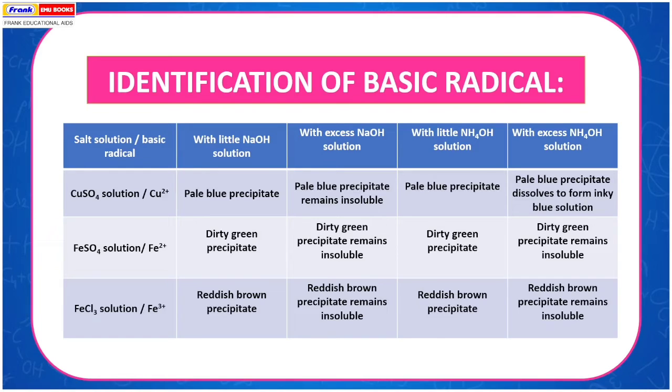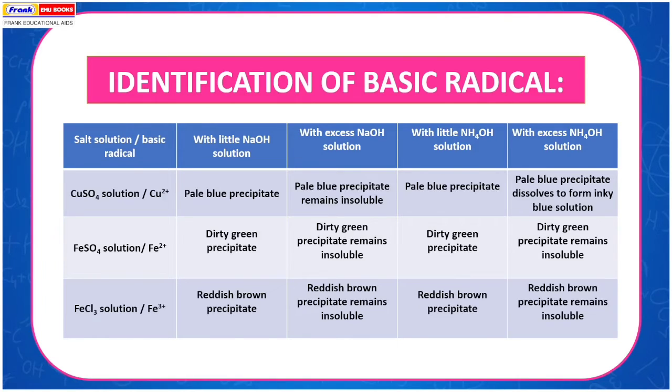Salt solution, basic radical is FeSO4 solution or Fe2+ ions. With little NaOH solution gives dirty green precipitate. With excess NaOH solution gives dirty green precipitate which remains insoluble. With little NH4OH solution gives dirty green precipitate. With excess NH4OH solution gives dirty green precipitate, which remains insoluble.